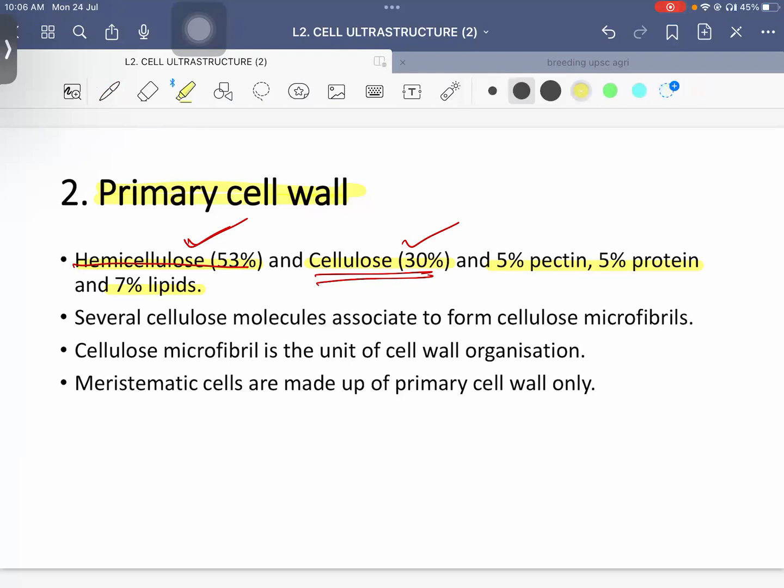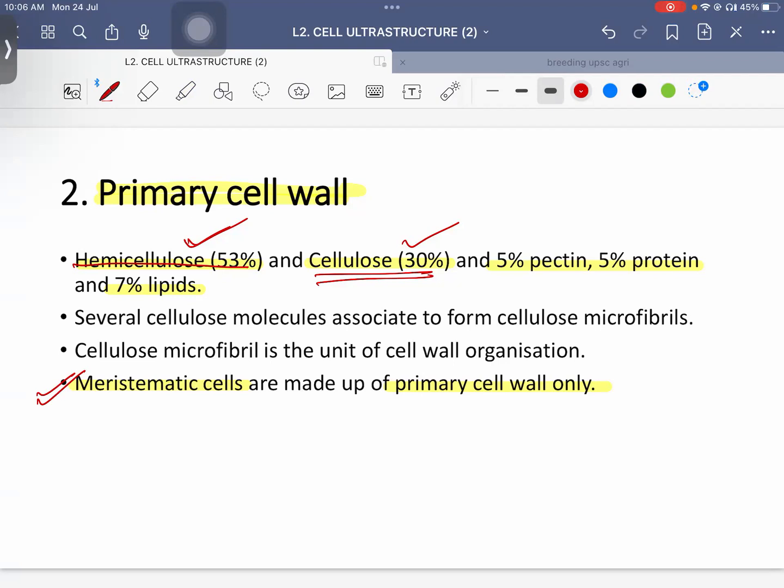You should also remember this point, that meristematic cells are made up of primary cell wall only. The meristematic cells are the growing cells. The older cells will have more cellulose, but the meristematic cells, which are the growing cells at the tip, you will find mostly primary cell wall. So other points you can ignore.